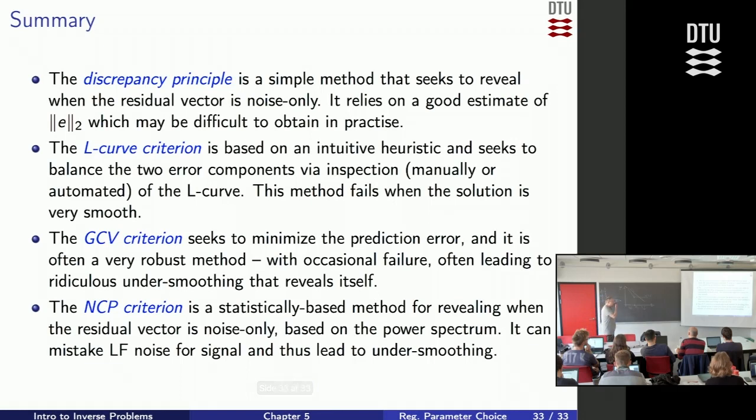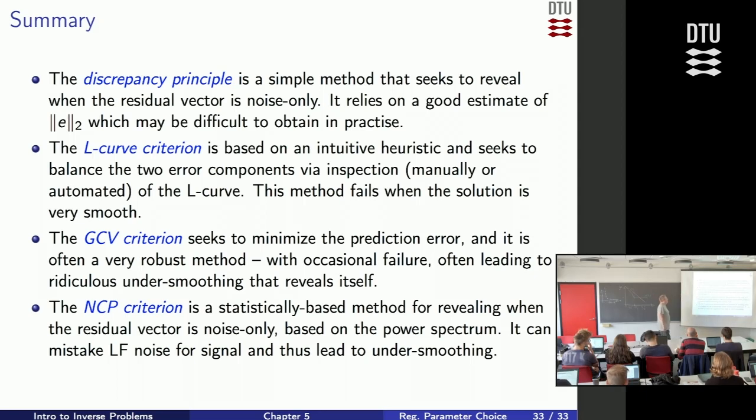So let me just finish up here. Going through these methods, the discrepancy principle is a very simple method. It's easy to implement, but we must have a good estimate of the noise. All the other three methods do not need an estimate of the noise level. There's the L-curve criterion that we can automate if we can compute that curvature. It's based on pretty much a heuristic.